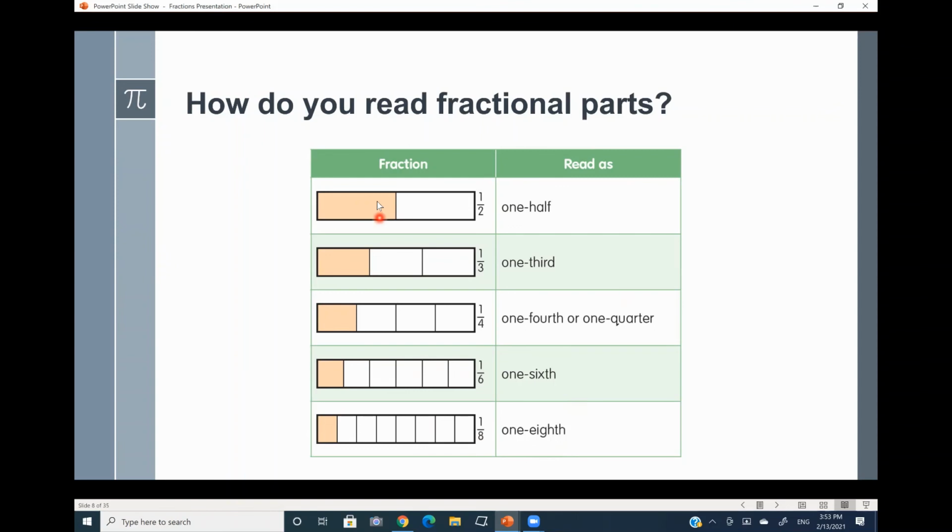And if you notice, the numerator stays the same, only one is shaded, but the size of the pieces is becoming smaller and smaller. The denominator is changing. 2, even though it's the smallest number, has the biggest pieces. And as the denominator is changing and becoming bigger, the pieces are becoming smaller. Why? Because we have the same whole, and the more you cut it, the smaller the pieces get.